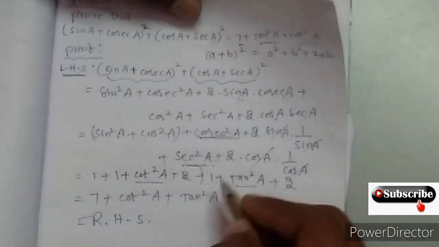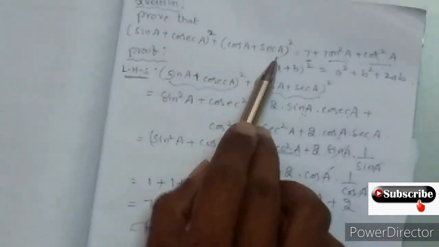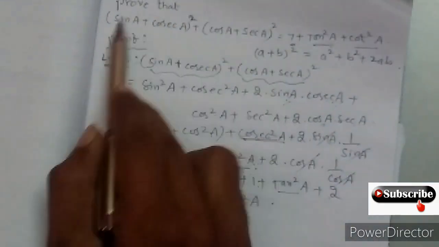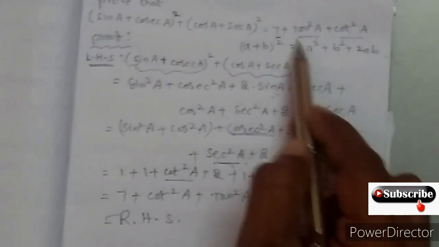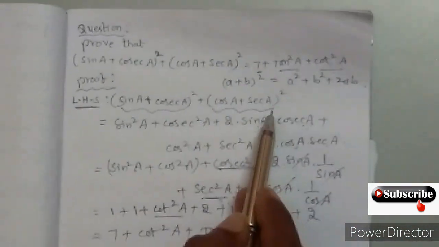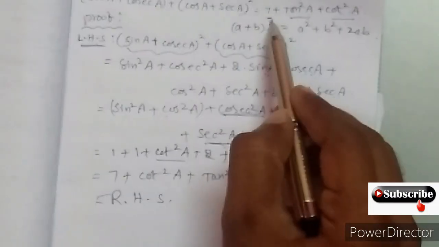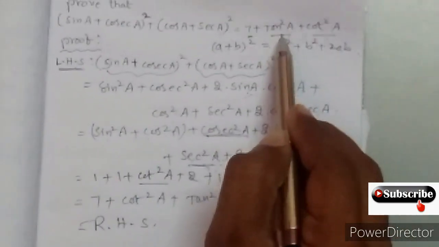Just I will repeat within a few minutes the solution of this problem. So yeah, this is the LHS value. We have to prove that by using this LHS value we get this RHS value. So take the LHS value as it is, the given value. Then you observe that in the RHS there is a constant 7 and tan square A and cot square A. How will you get the constant and this tan square and cot square A from this LHS value?